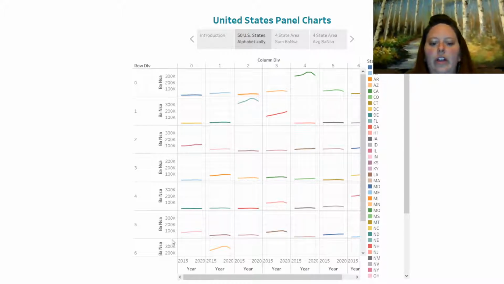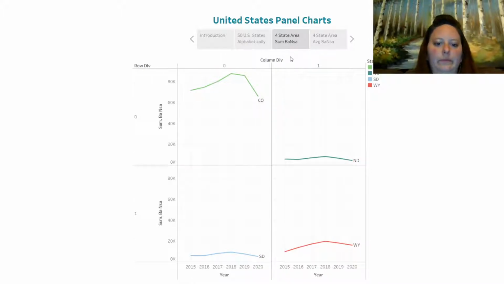So with all of that information given, let's look a little deeper into the 4 states that we were interested in. Like I said, I currently live in South Dakota, so I wanted to pick that state specifically and then some of them around. I ended up choosing Colorado and North Dakota and Wyoming because they're all touching. They're all right there in the same area. Here we have the sum again, and the panel charts are here given.